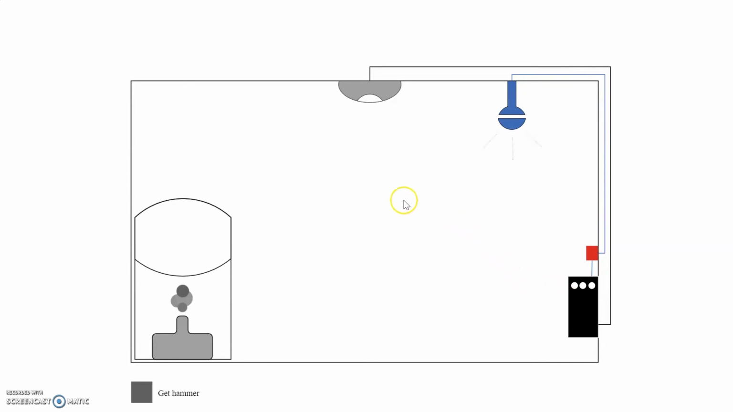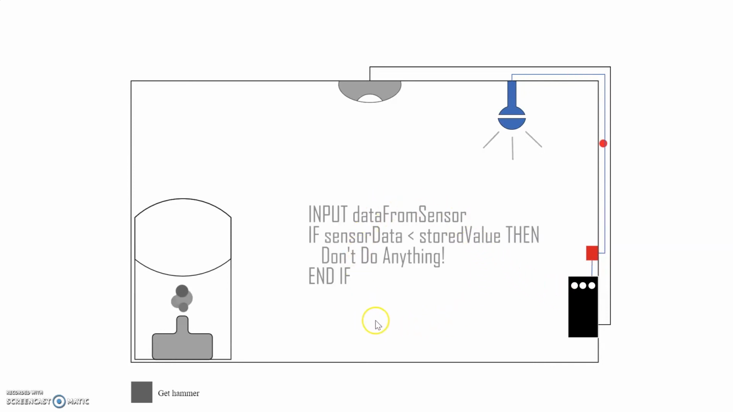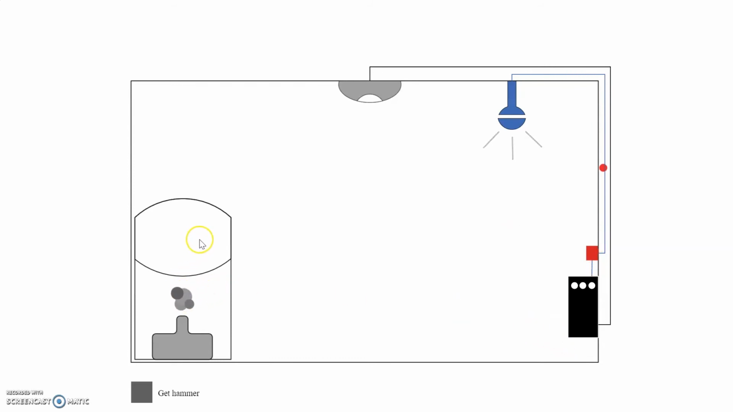We can represent this idea using this algorithm. We input the data, we check if the sensor data is less than the stored value, then we don't need to do anything. But what if suddenly the gas escapes from the gas chamber, the gas level increases to more than 5, more than the stored value? Oh my goodness, I'll tell you what, let's simulate that.